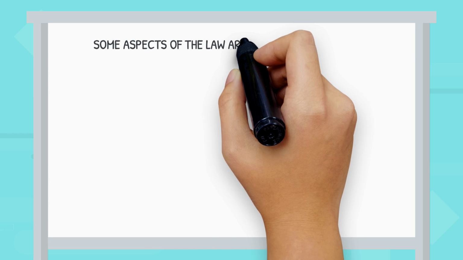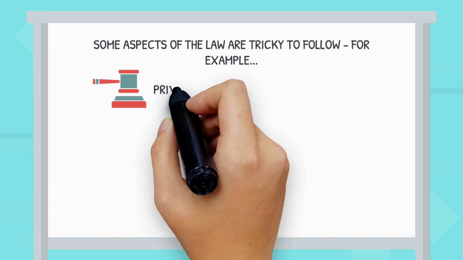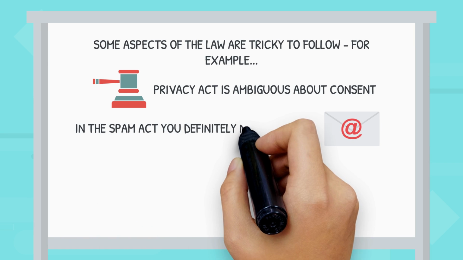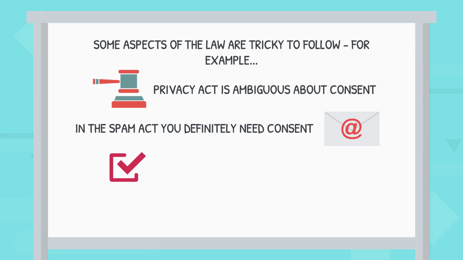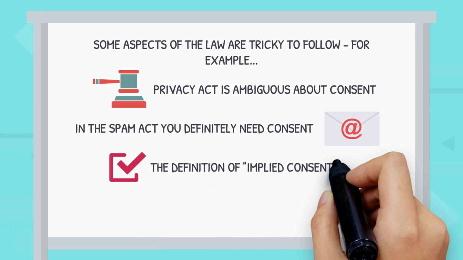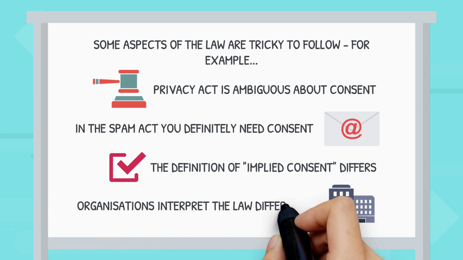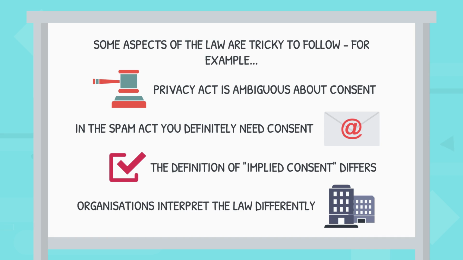You may find some aspects of the law tricky to follow because it's not crystal clear. For example, the Privacy Act doesn't even categorically state that you need a customer's consent in order to use their data for direct marketing, whereas the Spam Act, which covers electronic direct marketing, definitely does. Also, the two acts contain different definitions of implied consent. For this reason, organizations tend to interpret the law slightly differently to suit their own business environment and purposes.